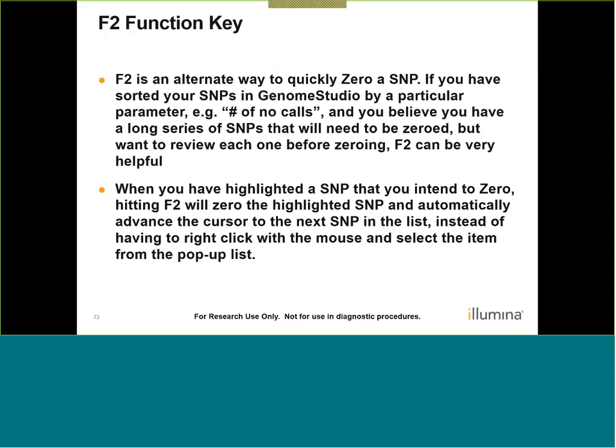And so if you've sorted your SNPs into an order where you have the questionable SNPs at the top, when you have hit a highlighted SNP that you intend to zero, simply hit the F2 button. That will zero the highlighted SNP and automatically advance the cursor to the next SNP in the list, instead of having to right-click with the mouse and select the item from the pop-up list. So if you're editing a large chip data set and you have a lot of SNPs that you need to go through manually, the F2 can get you through a lot of them very quickly.